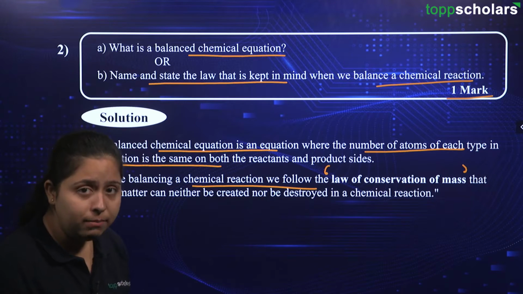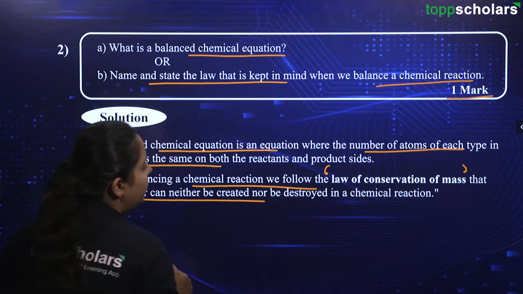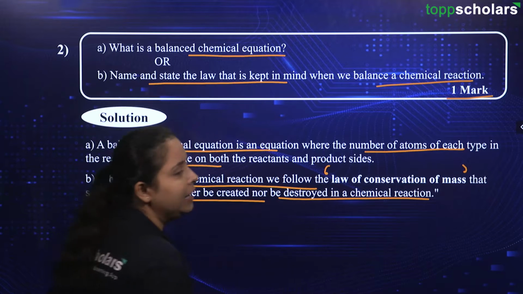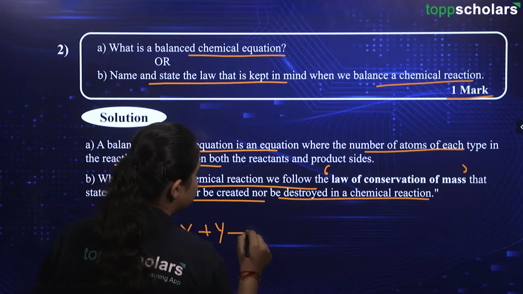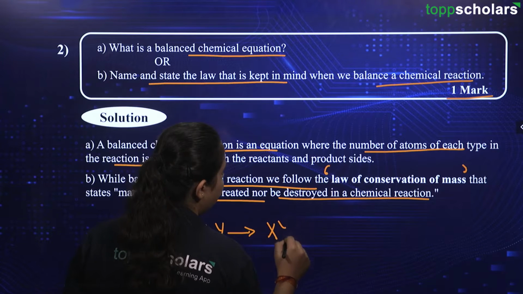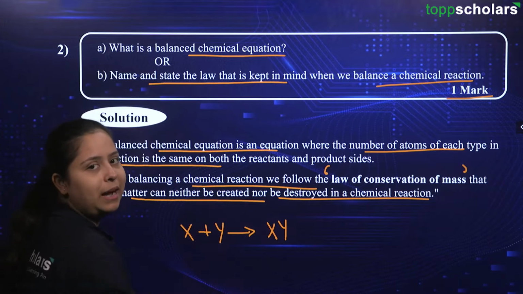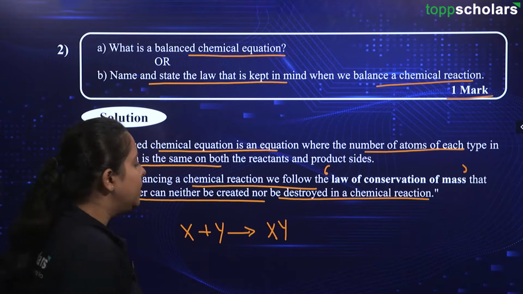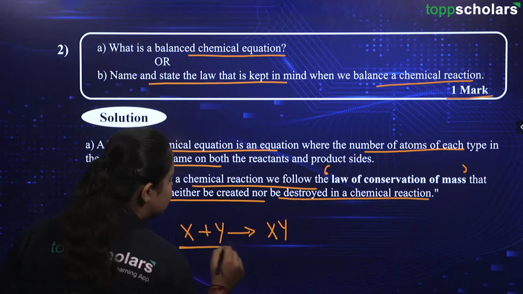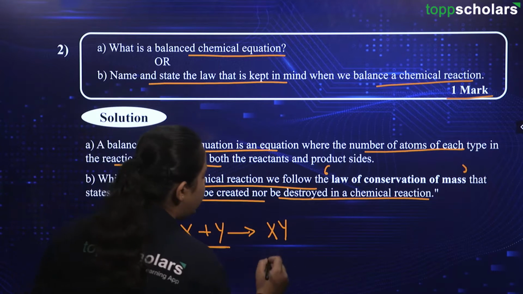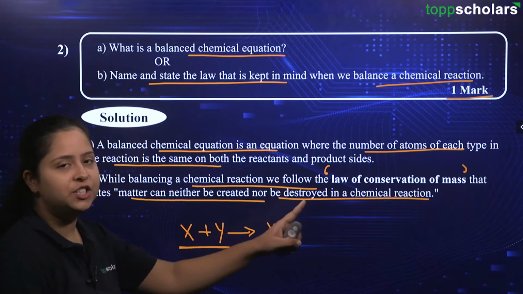And what is the statement for this law? It states that matter can neither be created nor be destroyed in a chemical reaction. So, if I have x plus y giving me xy, this is a combination reaction because two reactants are combined to form one product. That is not the concern over here, but what we are trying to say is the mass of the reactants should be equal to the mass of the product. That is the law of conservation of mass.